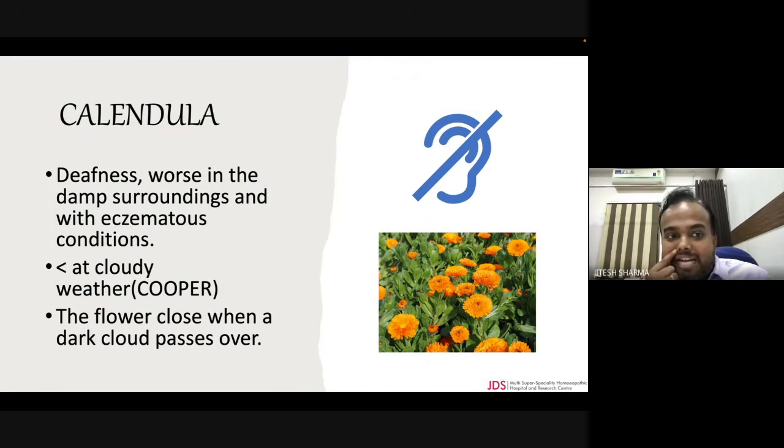Next, calendula. Calendula has deafness, especially in damp weather surroundings with eczematous conditions. And in cloudy weather, as Cooper mentioned, the flower closes when the dark cloud passes over. If you see that, that's calendula.